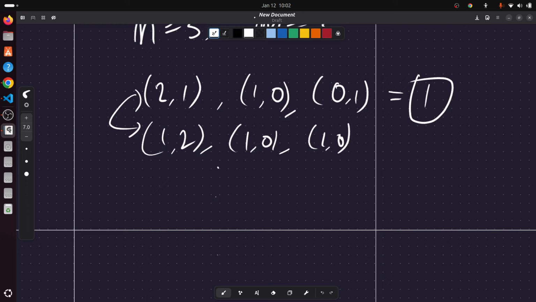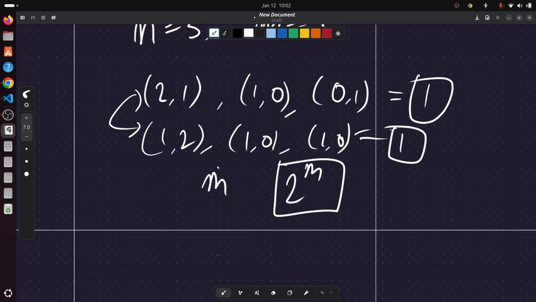Because for each box I have an option to either keep it in increasing order like 1 comma 2, or I can give it decreasing order 2 comma 1. So for each box I have two options and I have a total of m boxes. So in total I have 2 to the power m different arrangements which are similar, which will give the same answer, right? They will all give me answer 1.